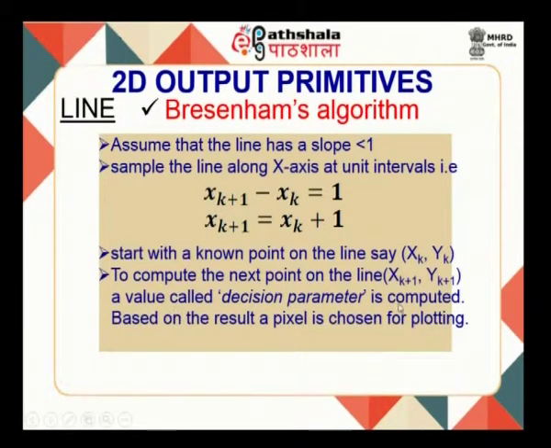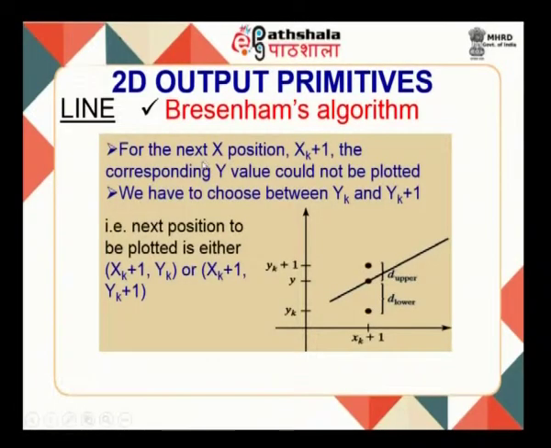So, how do we compute the unknown point on the line? The next unknown point is found using a variable which we call the decision parameter. For computing every next value, we will be using this variable called the decision parameter, whose value will help us compute the next x value and the next y value. Let us see how we compute the next x value and the next y value based on the decision parameter. So, what is this decision parameter? We will understand that in depth here.